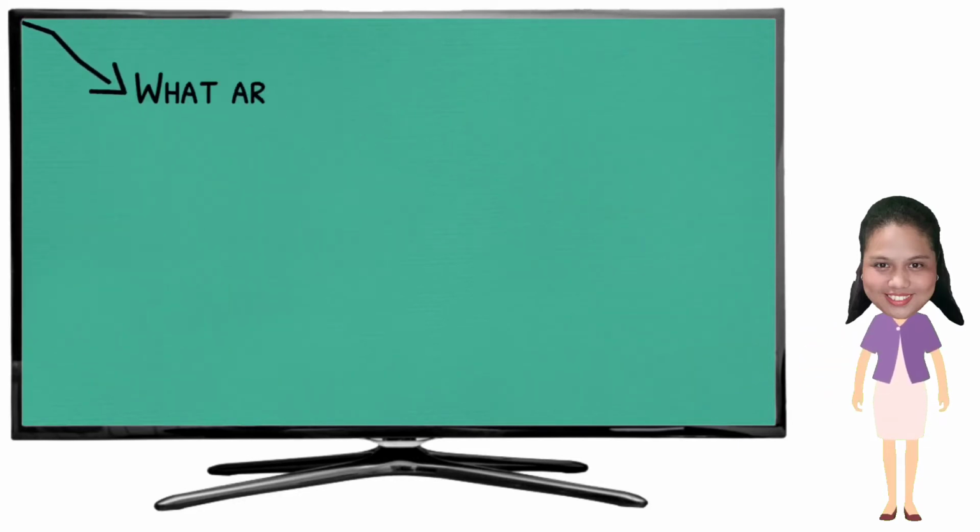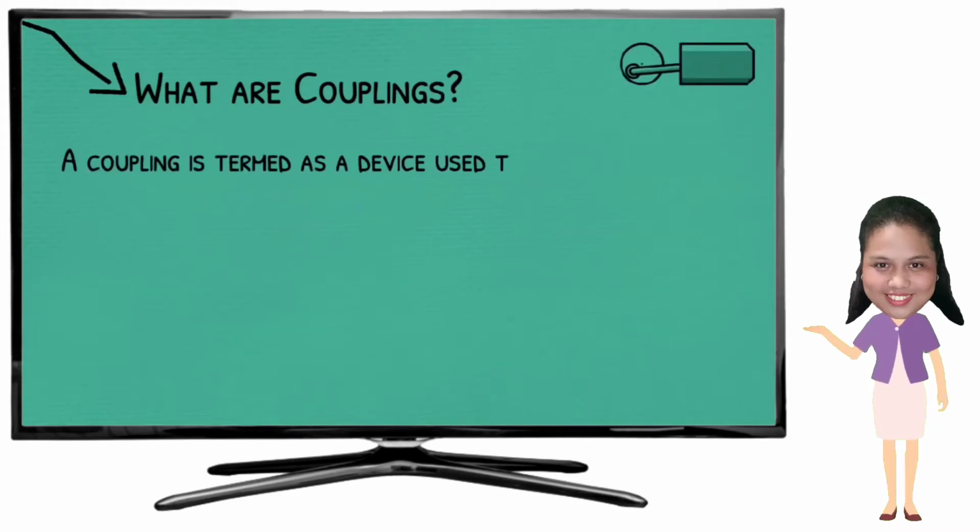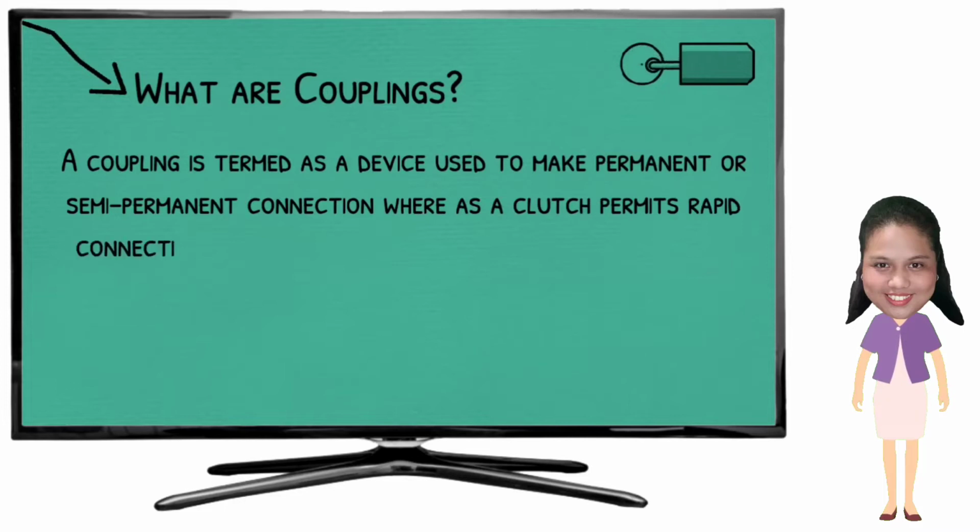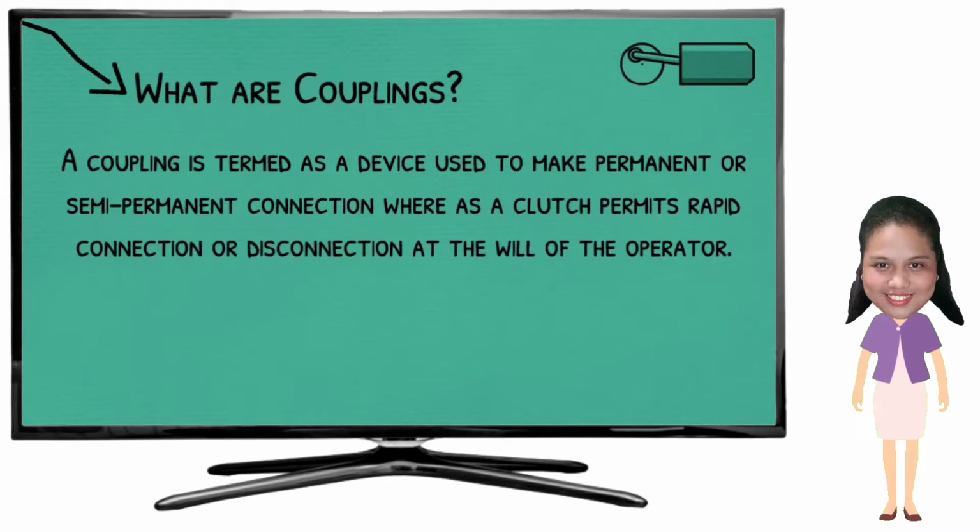Let's know first, what are couplings? A coupling is a device used to make a permanent or semi-permanent connection, whereas a clutch permits rapid connection or disconnection at the will of the operator.